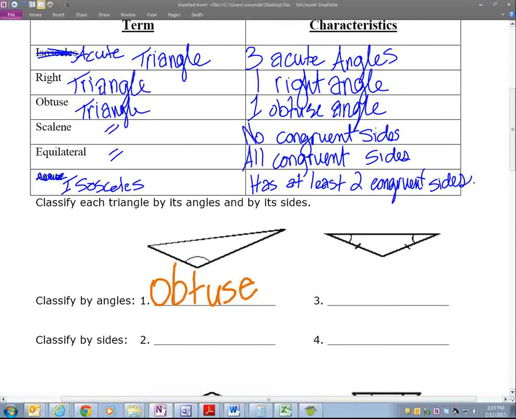Isosceles. No, I could see why you'd think that, but isosceles would be same sides, and this side here is definitely shorter than that side there. Okay, well, hey, she just realized that she was on the wrong one, so I saw, isosceles.